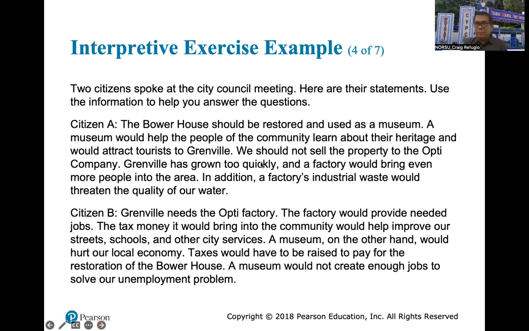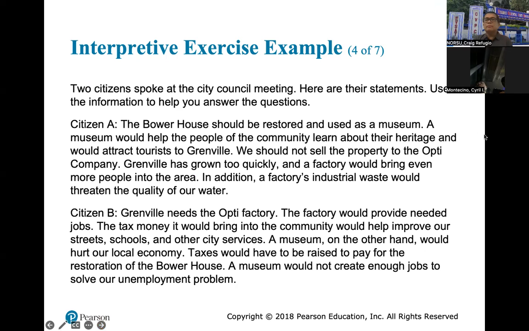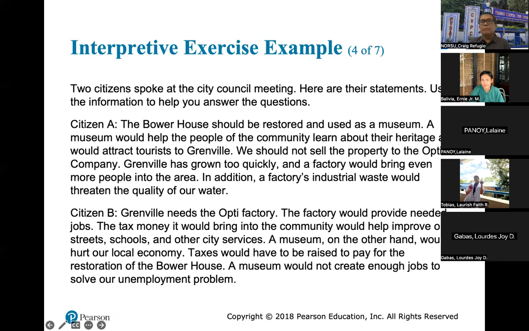There's a microphone that is not actually turned off. Kindly turn it off before I remove you. Your microphone. Miss Panoy, your microphone is not off.